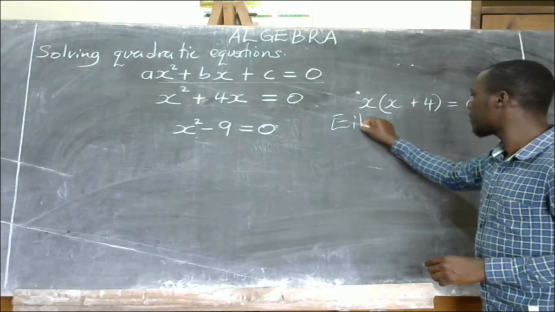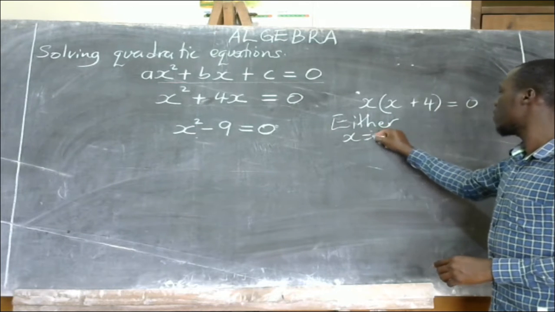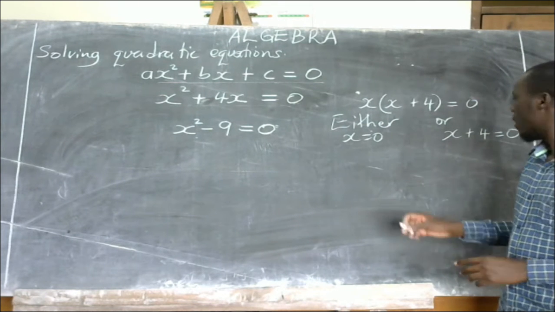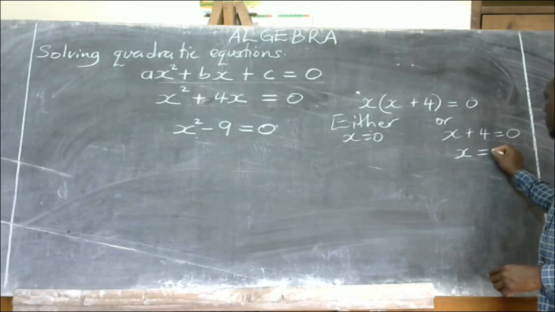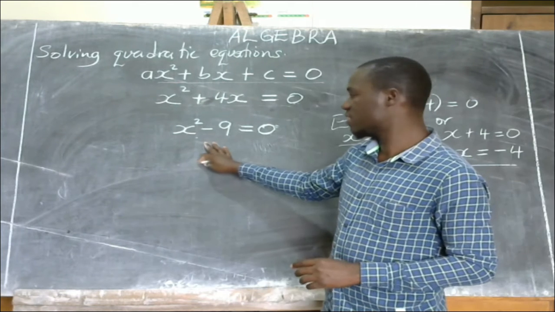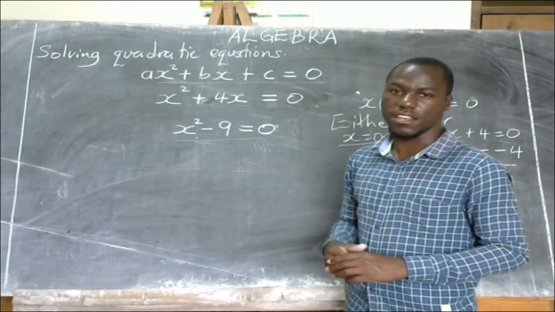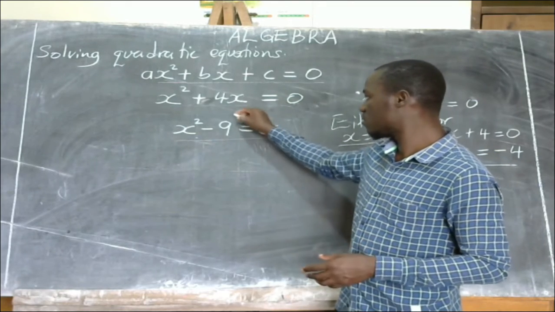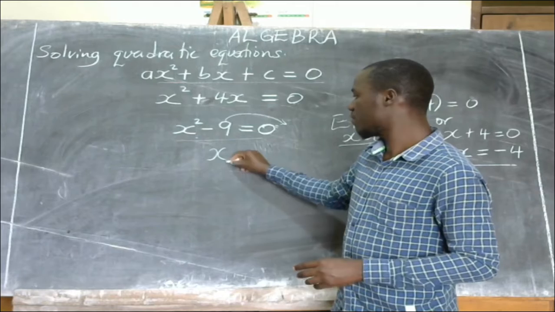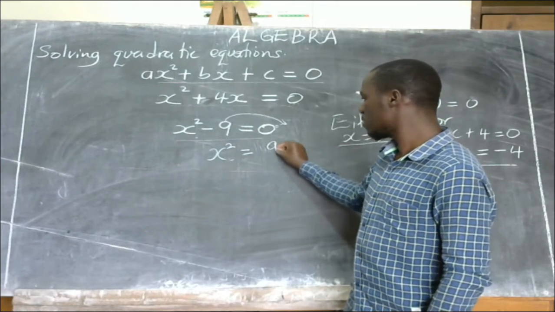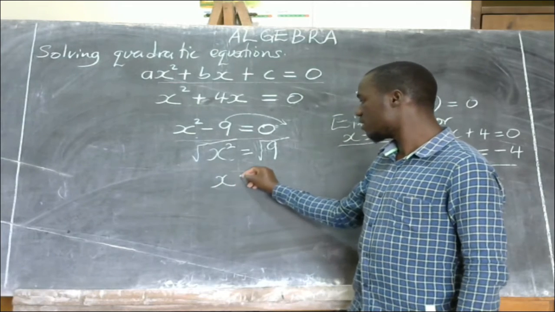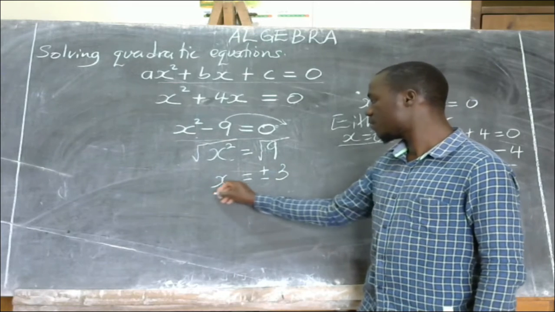So either x is equal to 0 or x plus 4 is equal to 0 there. And here you end up getting the value of x as negative 4 there, and x is equal to 0. This equation here is missing a linear term. So here you just need to take the constant term to the other side of the equation, so as to give you x squared is equal to 9. Then you take square root both sides, and then you end up getting the value of x as plus or minus 3 right there.